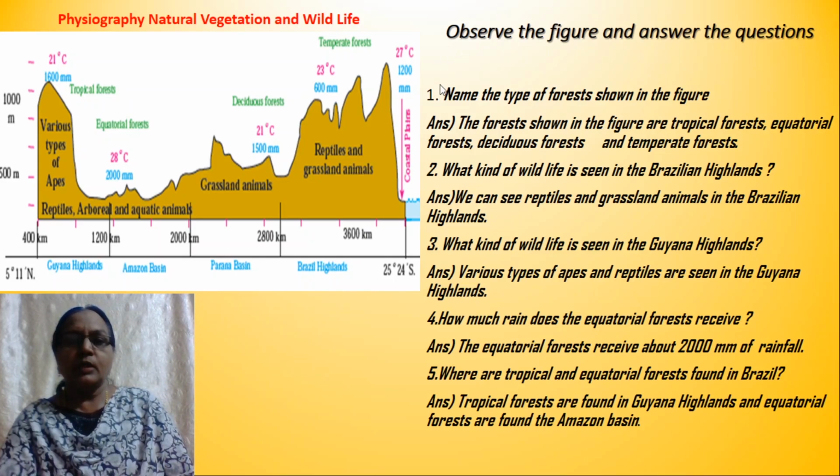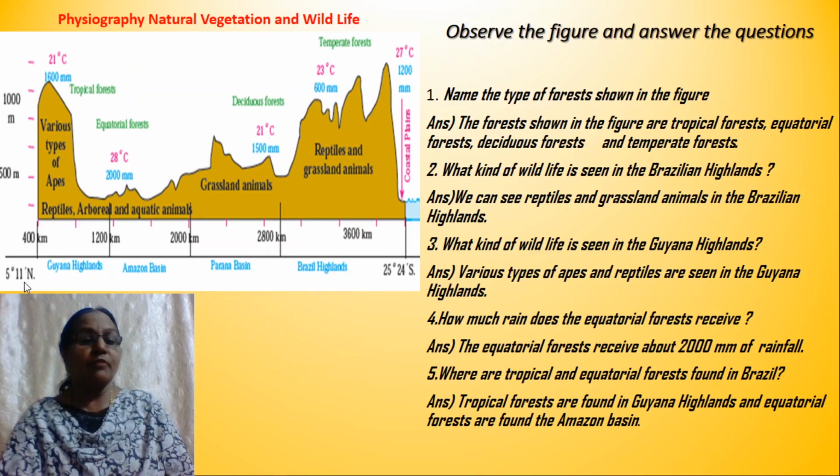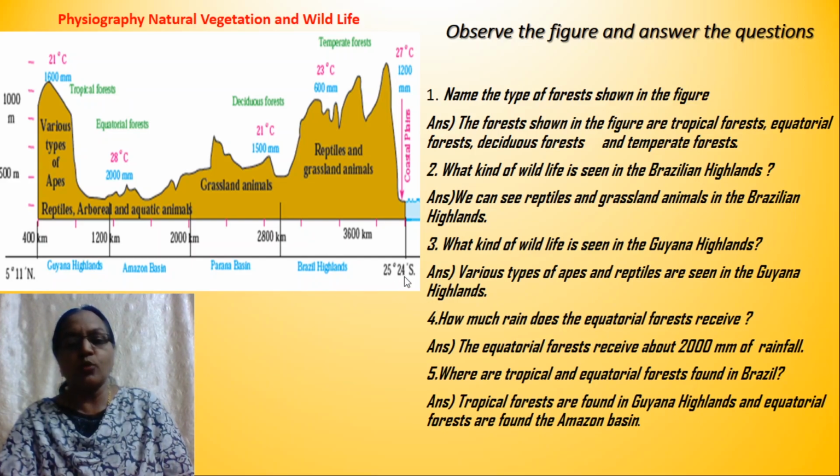figure here. Now you're going to observe this figure. This shows you the physiography, natural vegetation, and wildlife. This region extends from 5 degrees 11 minutes north to 25 degrees 24 minutes south. And it covers all the physiographic divisions of Brazil. We have the Guiana highlands, and look at the forests seen in Guiana highlands. They are tropical forests here. Observe the animals here. They are apes and reptiles. The temperature over here is 21 degrees centigrade, and the rainfall received by this region is 1,600 millimeters.